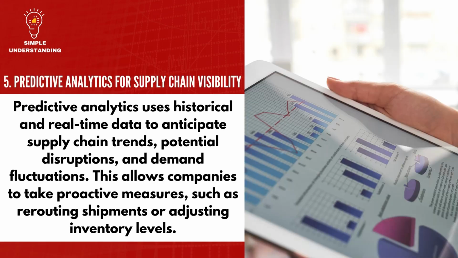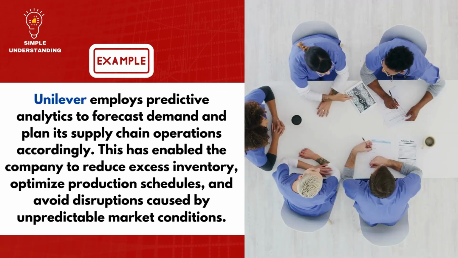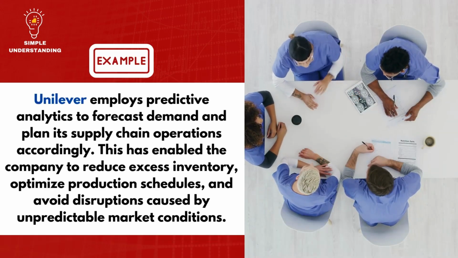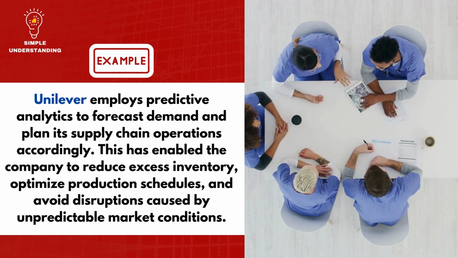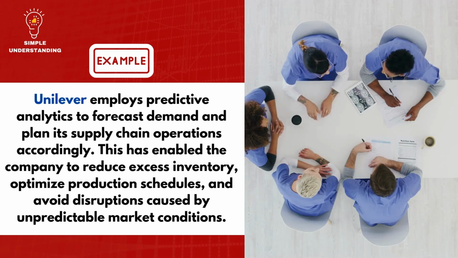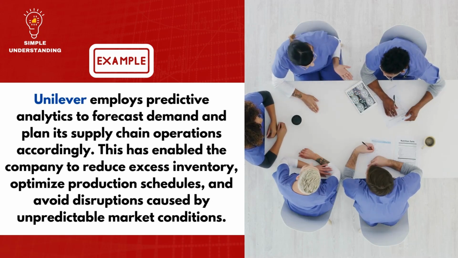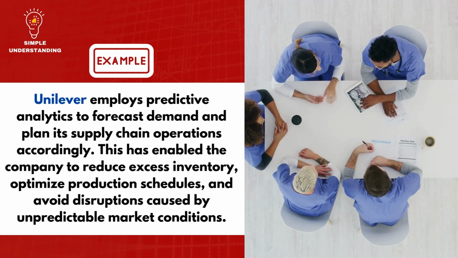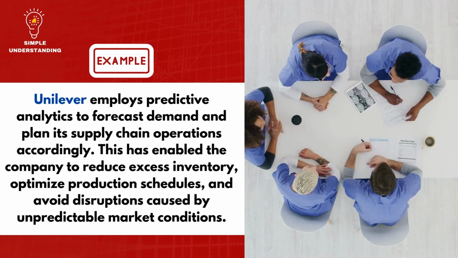5. Predictive analytics for supply chain visibility. Explanation. Predictive analytics uses historical and real-time data to anticipate supply chain trends, potential disruptions, and demand fluctuations. This allows companies to take proactive measures, such as rerouting shipments or adjusting inventory levels. Example: Unilever employs predictive analytics to forecast demand and plan its supply chain operations accordingly. This has enabled the company to reduce excess inventory, optimize production schedules, and avoid disruptions caused by unpredictable market conditions.